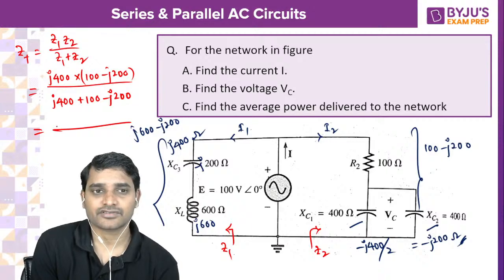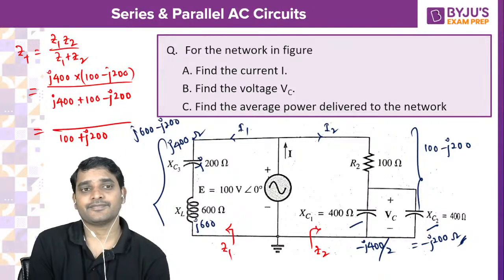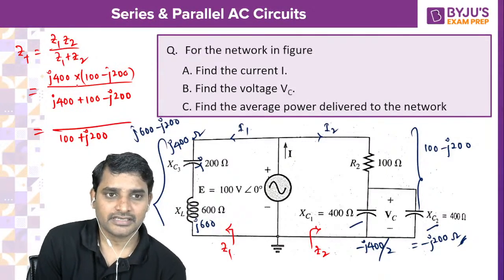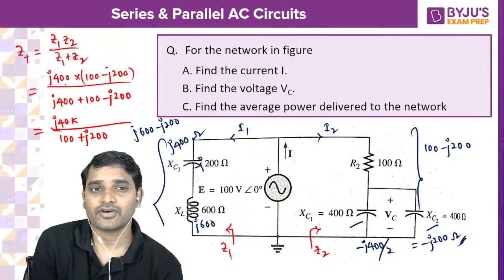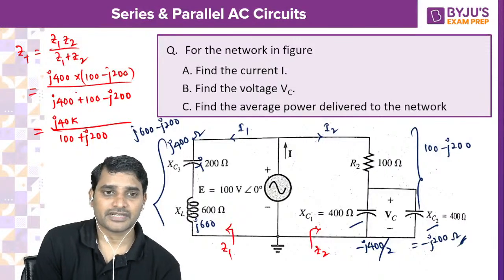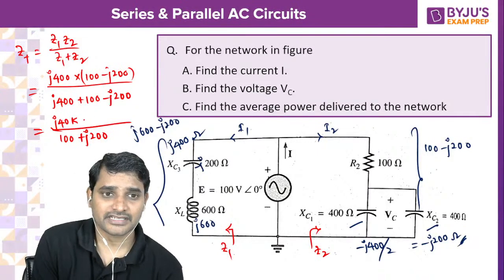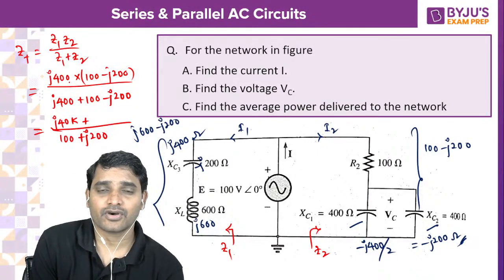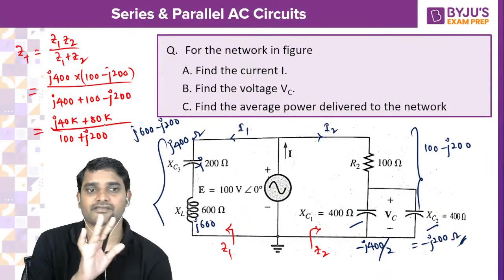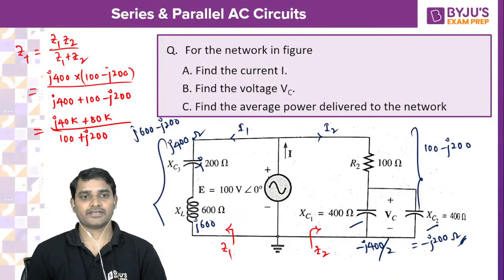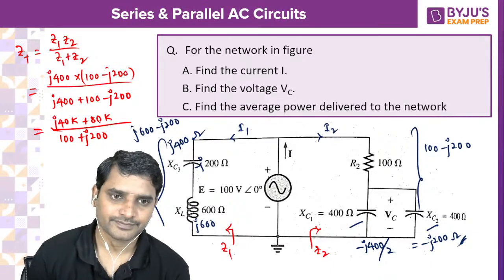The denominator will obviously be 100 plus J200. Numerator: J400 into 100 is J40K. Then J400 into minus J200, J squared is minus 1, so minus into minus is plus: 200 into 400, which is 80K. So this is the value of ZT. You can take this up, or otherwise you can calculate YT. Solve this one.